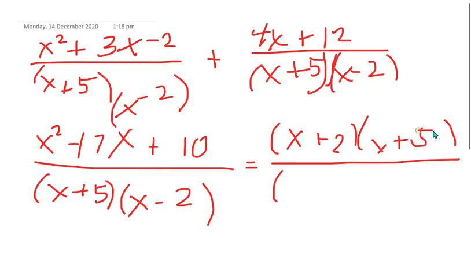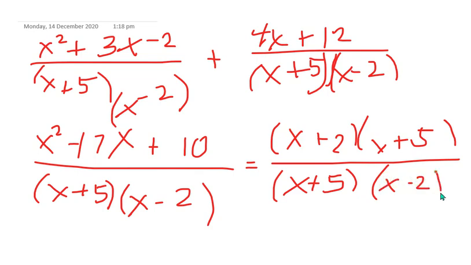Okay. So we copy x plus 5 times x minus 2. Then you simplify. X plus 5 divided by x plus 5 is 1. So what remains now is equal now to x plus 2 over x minus 2. Okay, so that's the final answer on adding with the same denominator.